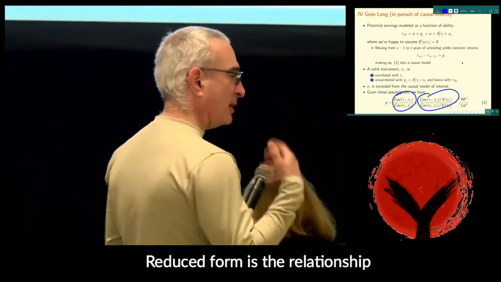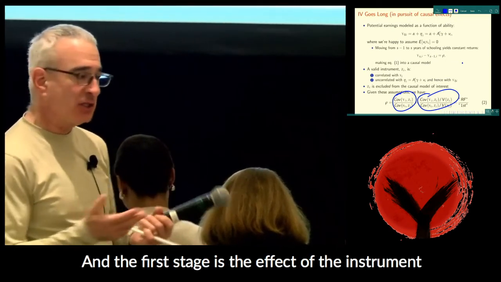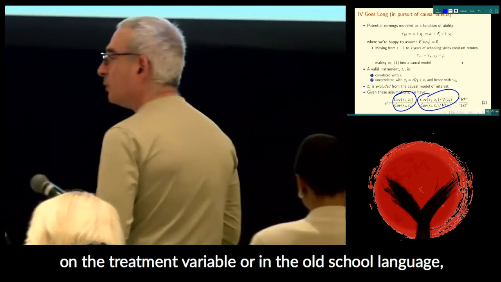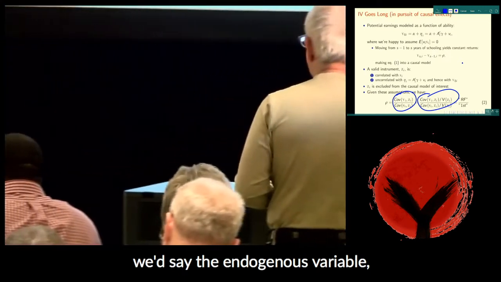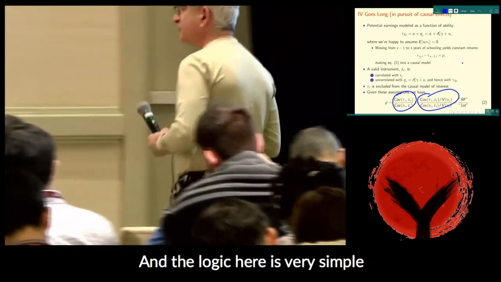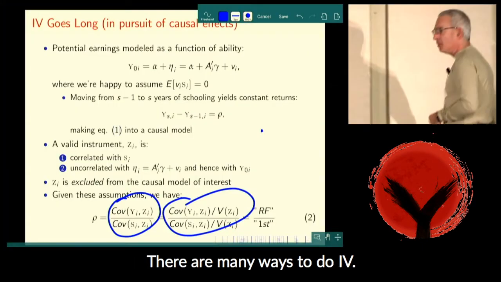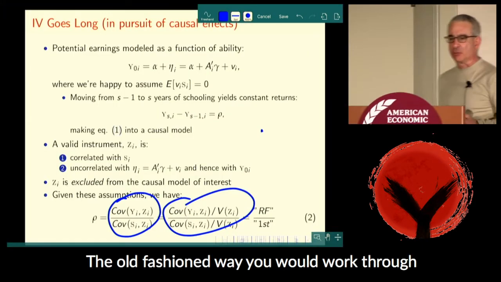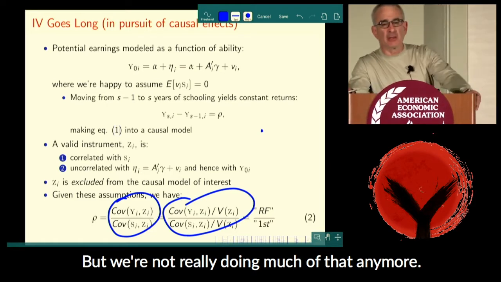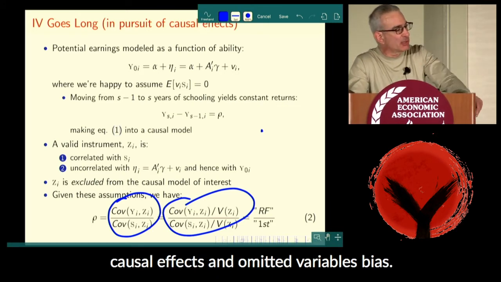The reduced form is the relationship between the instrument and the outcome. And the first stage is the effect of the instrument on the treatment variable, or in the old school language, the endogenous variable, the thing that we're trying to get the cause of, okay? And the logic here is very simple, and that's why I like to use this setup. There are many ways to do IV. The old-fashioned way, you would work through a complete simultaneous equations model. But we're not really doing much of that anymore in modern empirical work. We're mostly about causal effects and omitted variables bias.